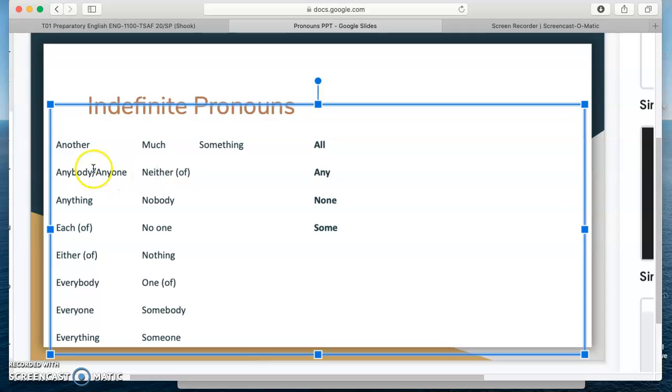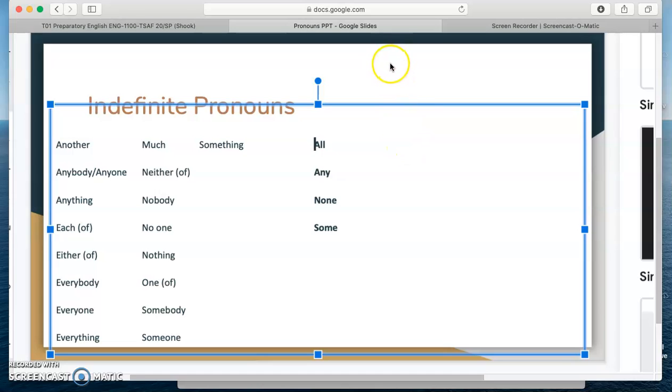If we look right here at this table, all of these words in these first three columns right here, and from something to much to another and down, all of these pronouns act as singular pronouns. They're singular. All of these pronouns in bold, all, any, none, and some, can be either singular or plural, depending on the sentence and depending on how you need to use them.